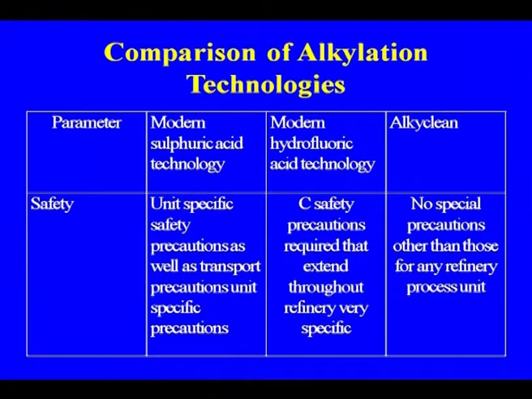Safety: unit specific safety precautions as well as transport precautions are required, because depending upon the unit, safety precautions are required that extend throughout the refinery, very specific, because of the highly corrosive nature. In the case of the solid acid catalyst, there is no special safety precaution required, which is again an advantage.